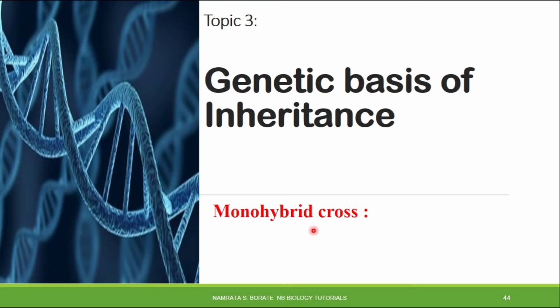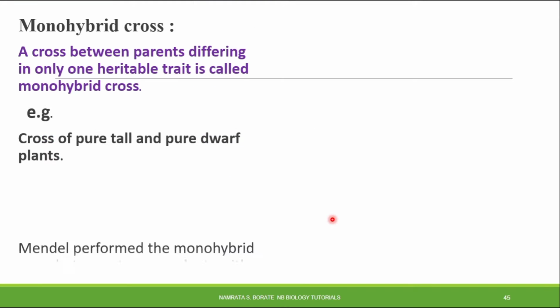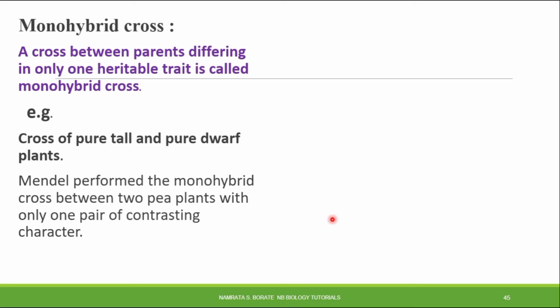Hello dear students, let me see the next point in this topic. It's a monohybrid cross. So what's the monohybrid cross? That is a cross between parents differing in only one heritable trait. Traits means what? That is a character. It is called a monohybrid cross. Let me see an example of a monohybrid cross.